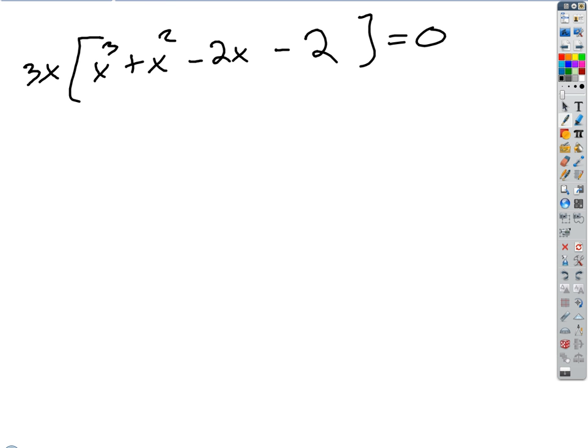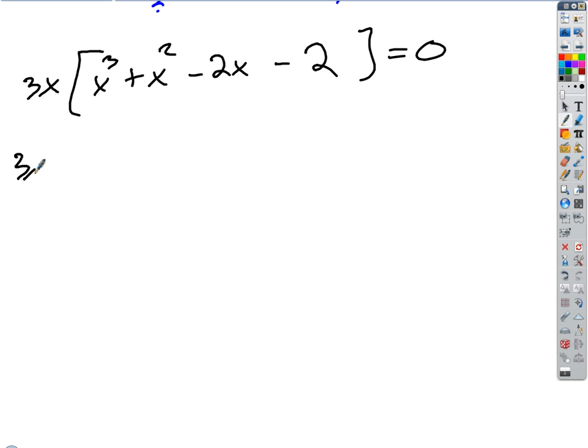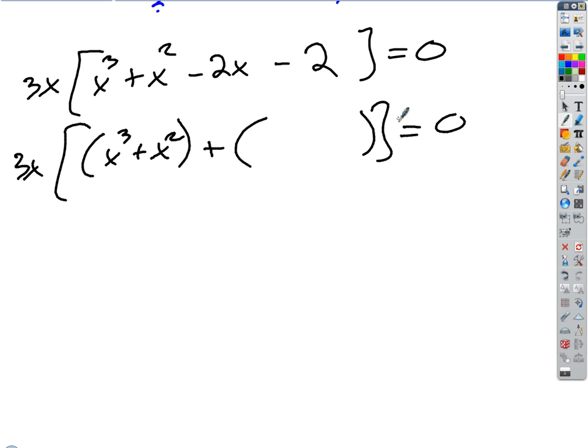Now we got the 3x taken care of. What about this other factor? It whittled it down to where it's smaller, which is good. But how many terms does it have? 4. So what's our strategy for dealing with a 4-term polynomial? That means grouping, doesn't it? So I've got my 3x out front. Inside here, I've got my first group of x cubed plus x squared, plus my second group of negative 2x minus 2. So lead me through the grouping then.